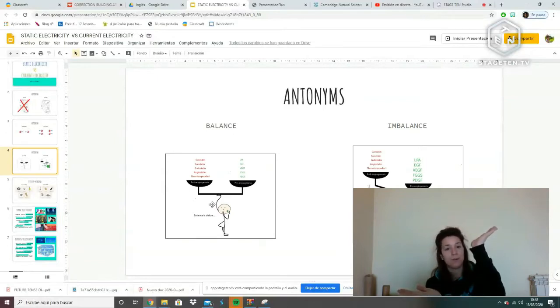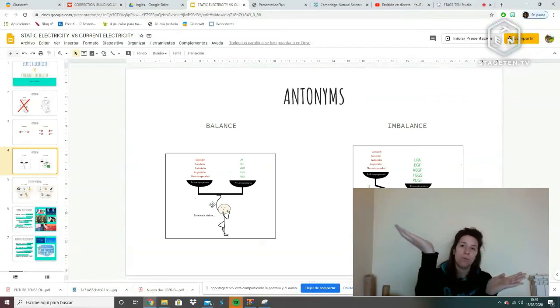If we're talking about charges, the balance of charges will mean that we have the same number of protons and the same number of electrons, same positive charges and same number of negative charges. The imbalance will be produced if we have more protons than electrons or more electrons than protons, okay? That will be the imbalance.